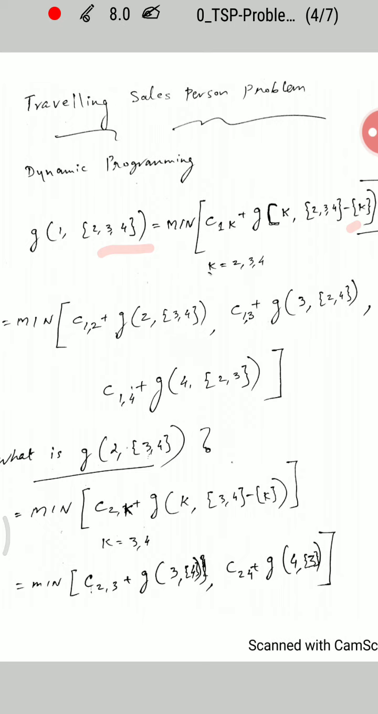What is the meaning of G(1, {2,3,4})? It is nothing but starting the journey from 1, that is, you are at 1, then visiting the other vertices 2, 3 and 4 in some order. It is not that 2 is first, 3 is second and 4 is third. It is not like that, it is in some order. And returning to 1, what is the cost? This is the meaning of the function G(1, {2,3,4}). See the recursive one.